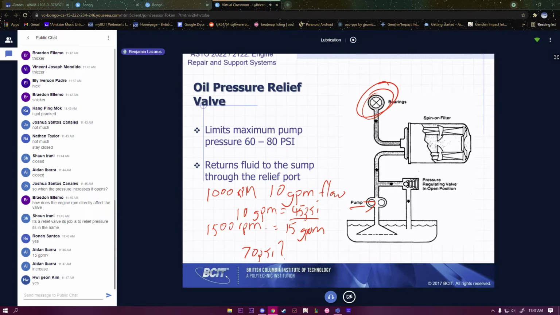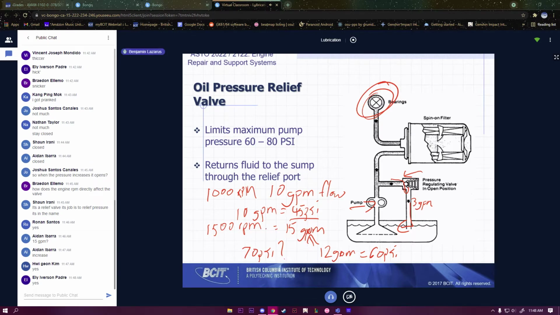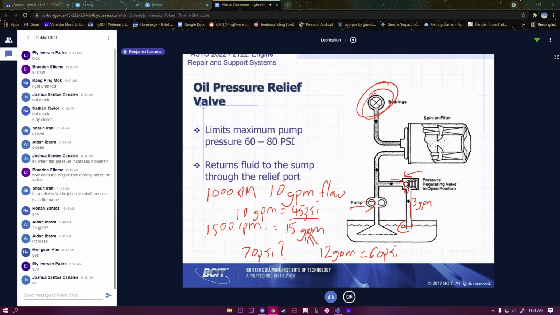Okay. I've got this pressure relief valve. This doesn't want to see 70 PSI. At 60 PSI, it starts to open and leak, maybe 3 gallons per minute recirculating back to the beginning. And so now, instead of 15, this becomes 12, and we get 60 PSI oil pressure. Did that explanation make sense? I'm making up some numbers here, but they're not way out of range. Okay, so what happens if I increase to 2500 RPM?